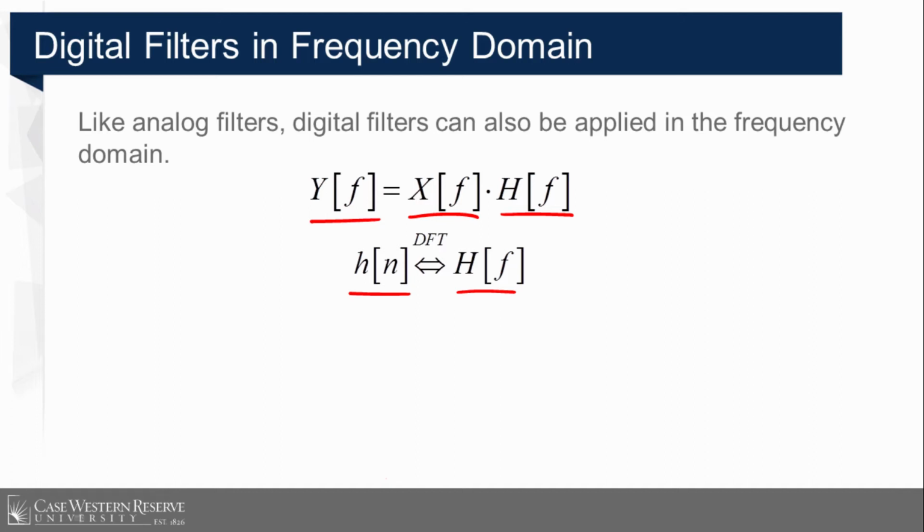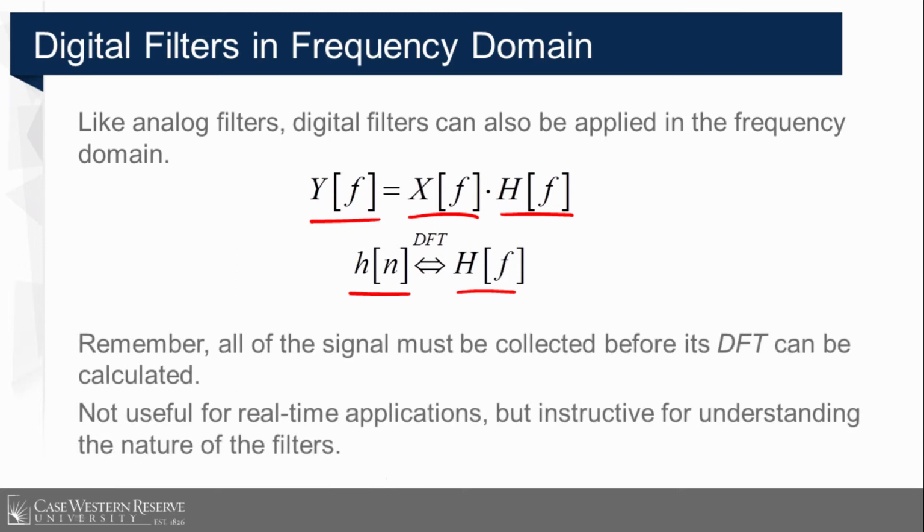So when we looked at analog filters, all of our frequency domain discussions were to help us understand how the analog filter affected the frequency domain, to see how these different frequencies were changed by applying a particular filter. However, we can actually apply digital filters in the frequency domain if we're able to compute the DFT of our sampled signal. So remember, we have to actually collect all of our signal before we can calculate the DFT.